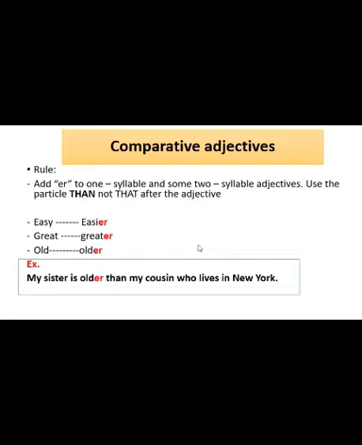We have to use the particle than after the adjective. Something important here is that for Spanish speakers, sometimes they tend to use that instead of than, and that's wrong. Please don't forget to use than, not that. Okay, let's see. Here I have a list of adjectives. As you can see here, easy, great, and old. The rule says add er to compare.